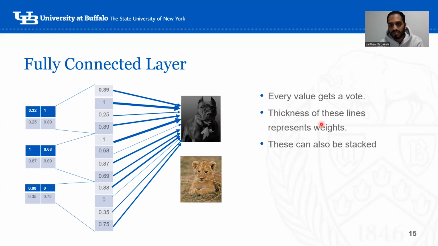The thickness of these lines represents weights. You can see it here. For value 1, the line is very dark. And coming to a 0, the line is very light, because it depends on the weight. So the thickness of the line specifies the weight. And these can also be stacked if we want. Generally, two fully connected layers are stacked, but it is optional. That is completely your choice.